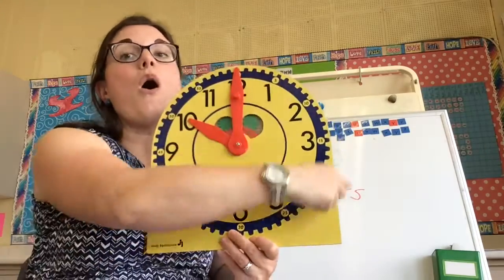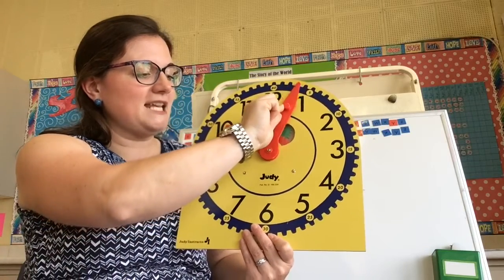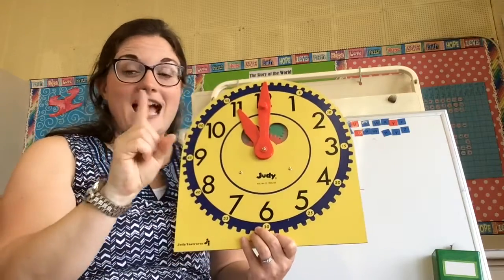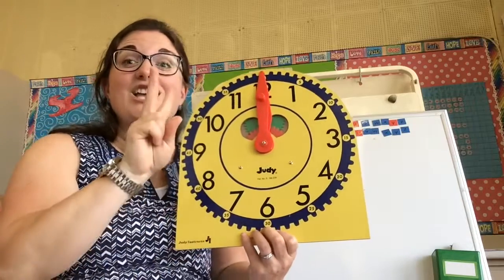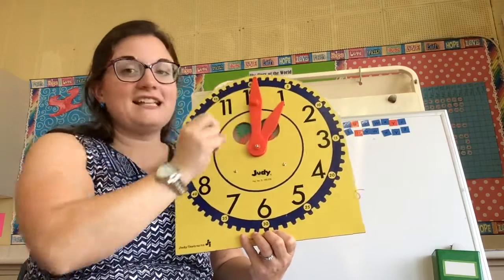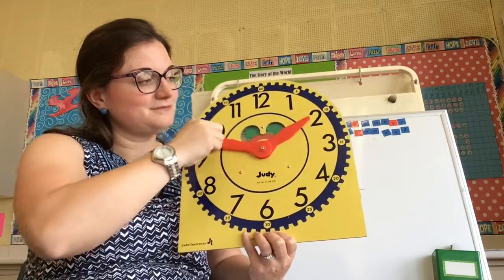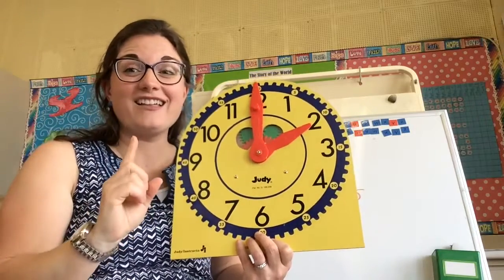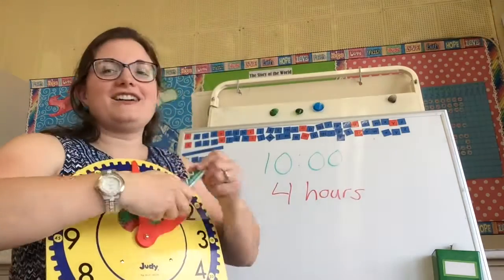Okay, so we know if we go all the way around, that's 1 hour, and we're going to do 4 hours. So ready? Let's take our minute hand and go all the way around. That's 1 hour. That's 2 hours. Go around again. That's 3 hours. That's 4 hours. So from 10 o'clock and 4 hours later, what time would we get back? 2 o'clock.